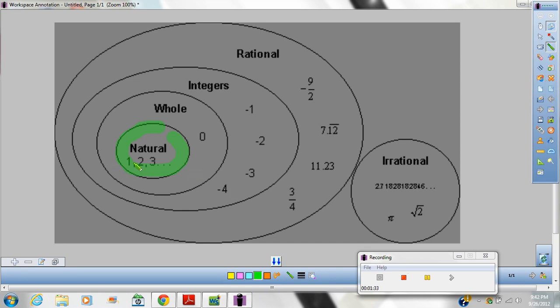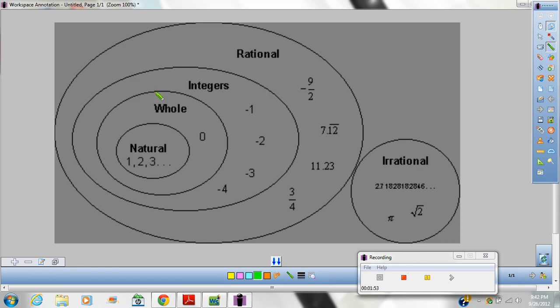Notice what these do not include. Natural numbers do not include 0. They do not include negative numbers. In the circle, there are no negative numbers. In the circle, we don't have any decimals, and we'll talk about square roots in a second.